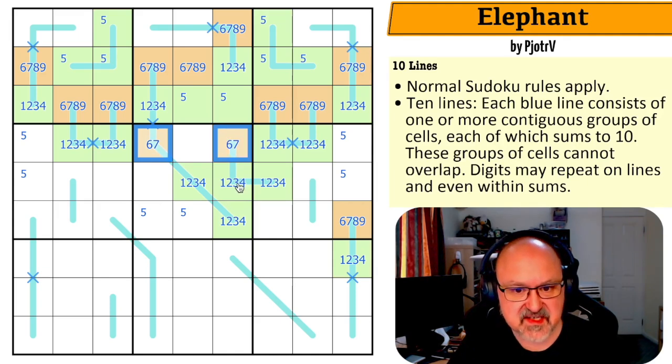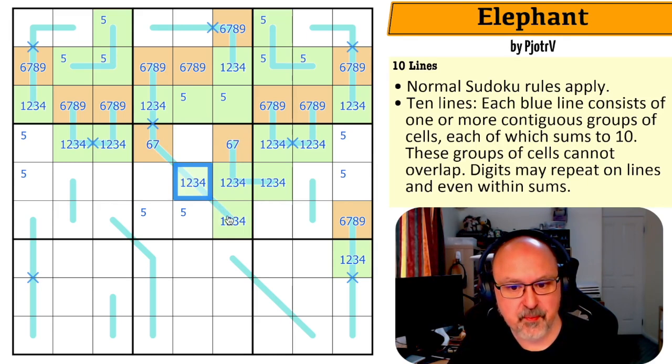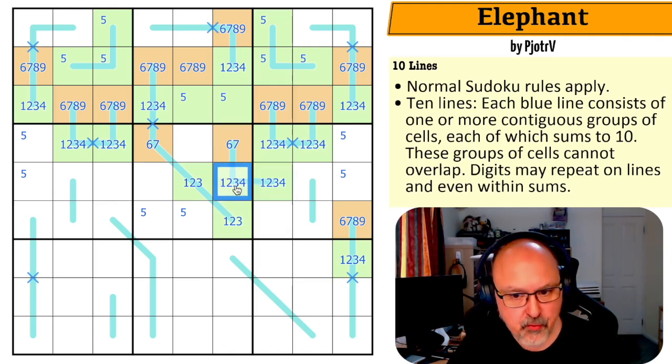Now, if this is a 6-7 pair, I can't put 4 on that line. Because if I put 4 here with 6, the other digit would have to be 0. So there's no 4 here. This is 1, 2, 3. I can't put 4 on these either. Because if I put 4 on this line, 4, 1, the minimum they could be, this would have to be a 5, and it can't be. So this is a 1, 2, 3 triple. This is a 1, 2, 3 triple.